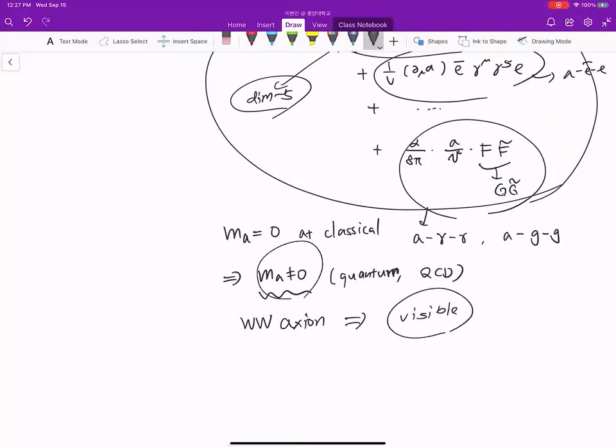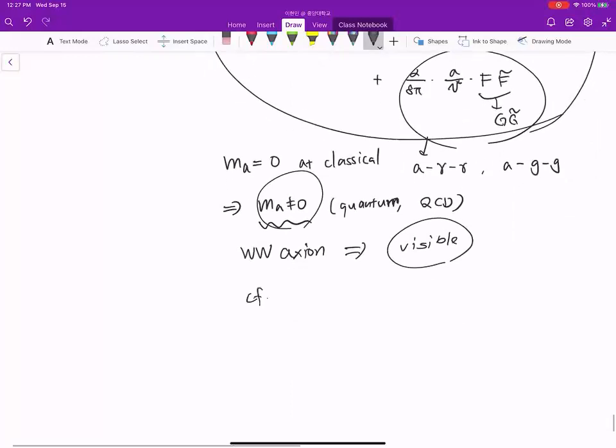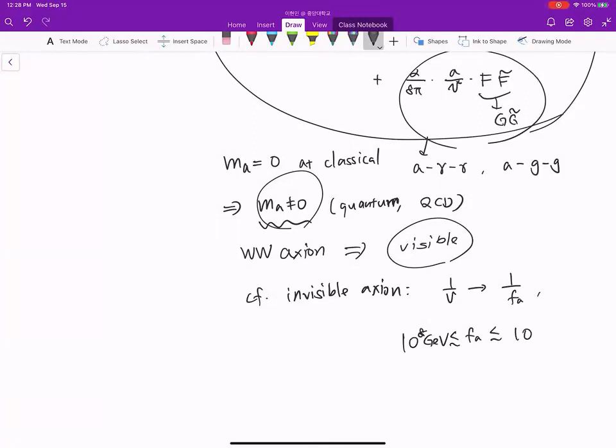Although it received a non-zero mass due to some QCD effects, it's still very light and coupled very strongly because of 1 over V. So in the case of the invisible axion, you just replace 1 over V by 1 over A, and then this scale, instead of 200 something GeV, is between 10 to the 8 GeV and 10 to the 12 or 11 GeV. So this is the window for the invisible axion, but the visible one, for small V, has a large interaction. So the coupling is very large, and you are in more danger.